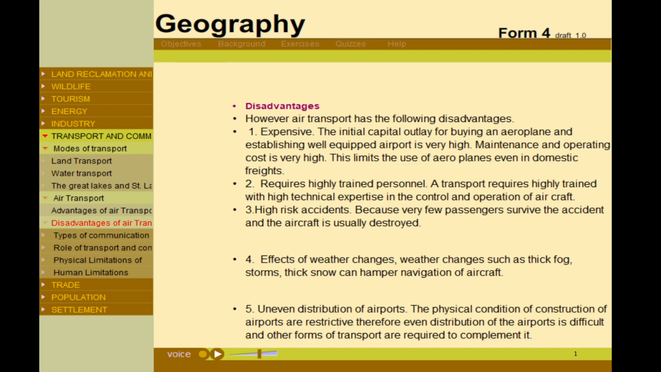Types of communication. There are three main types of communication used in transmission of information, which include verbal communication, written communication, audio-visual, and telecommunication services. We now discuss each one of them.